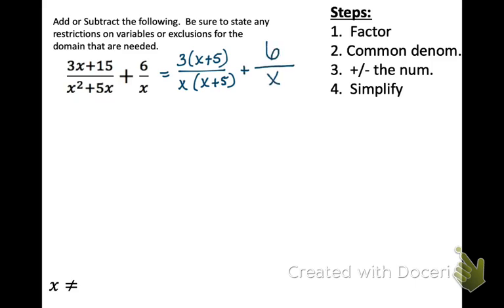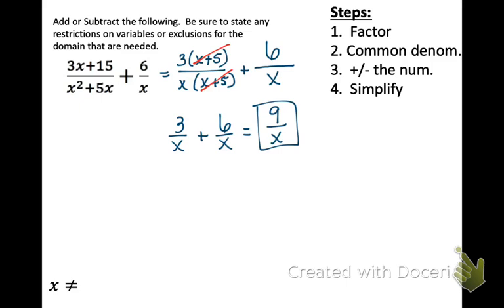Okay, so to make common denominators, I see that in this first denominator I have an x and an x plus 5. In the other one I just have an x. I'm actually going to get lucky in this problem because I can cancel out an x plus 5 off the top and the bottom. And then if I rewrite this, I'm going to have common denominators. It won't always work that way, but it did in this problem. So now that I have common denominators, I just add the tops. 6 and 3 makes 9. Keep it over x.